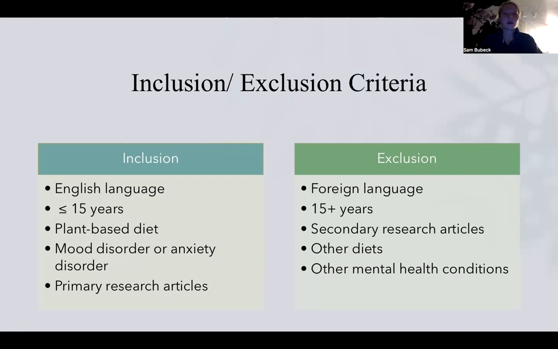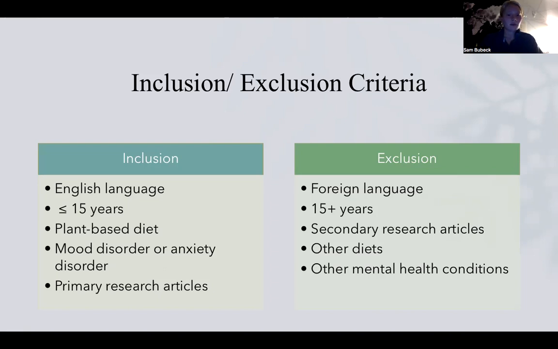In addition, the articles had to be equal to or less than 15 years ago. I originally wanted my research to be within a 10-year span, but there was an article from 2007 focusing on women age 22 to age 27 that consumed a plant-based diet, and it focused on their mental health state. I found it very important to include, and so I went from 10 years to 15.